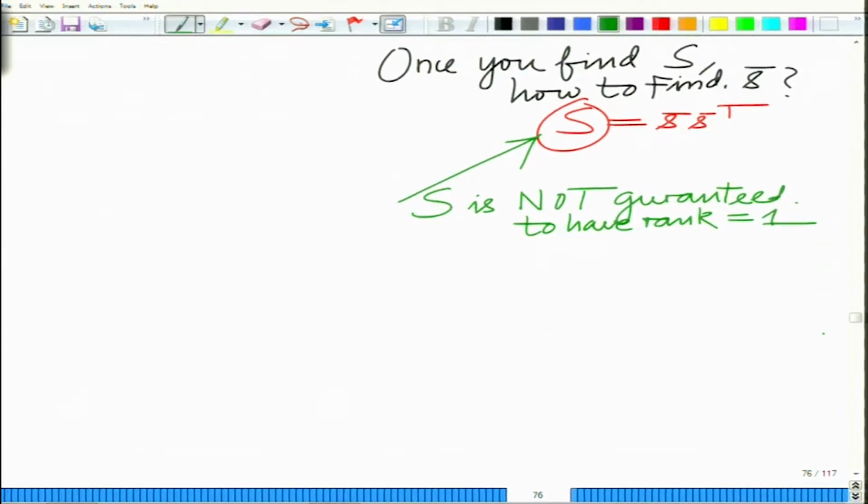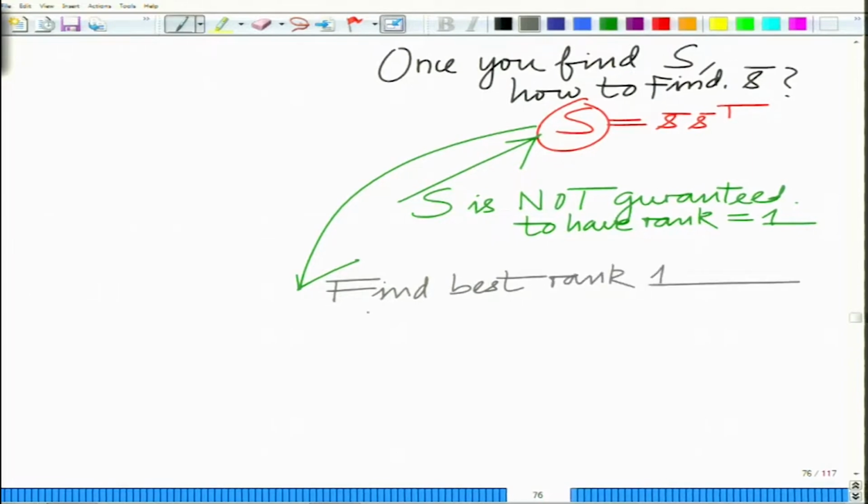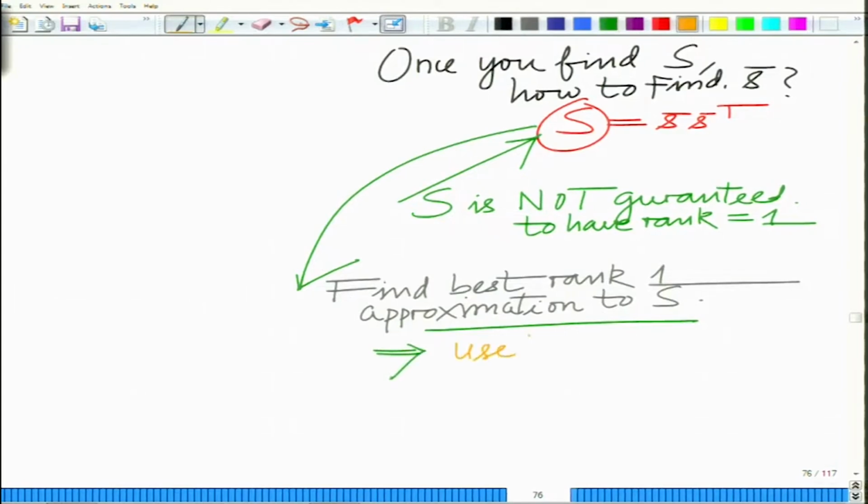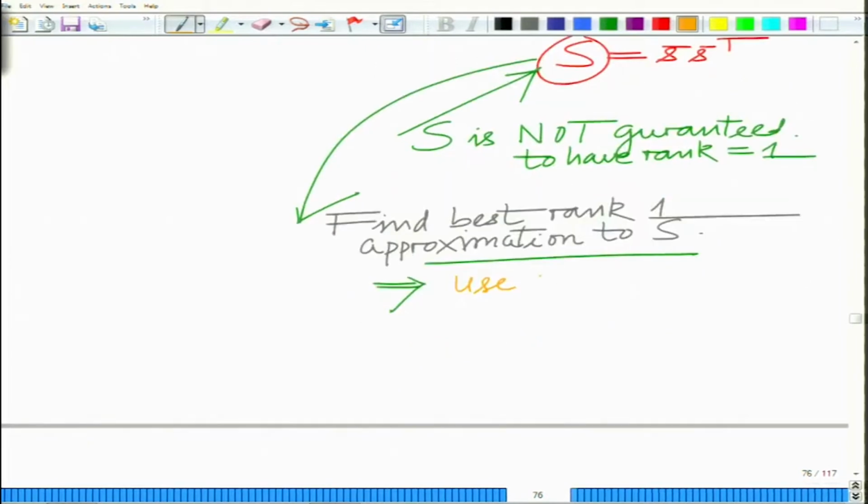So in this context, how do you find S bar? The answer is very simple. Find the best rank 1 approximation to S. That is the key here. For that, we use the eigenvalue decomposition of S, and this is also very interesting. How do you find the best rank 1 decomposition of a symmetric matrix?